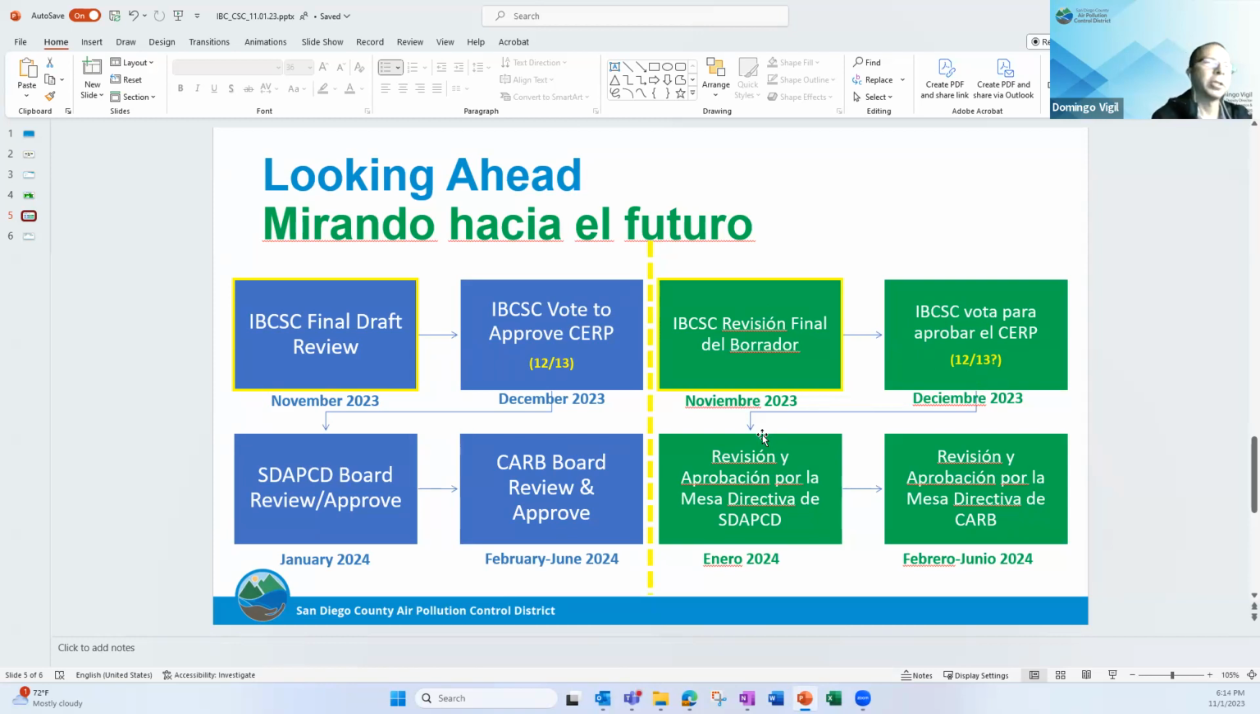There's a number of strategies where, fortunately, we've already been making some progress, and there's a lot more work that is awaiting. So very excited about the next steps.